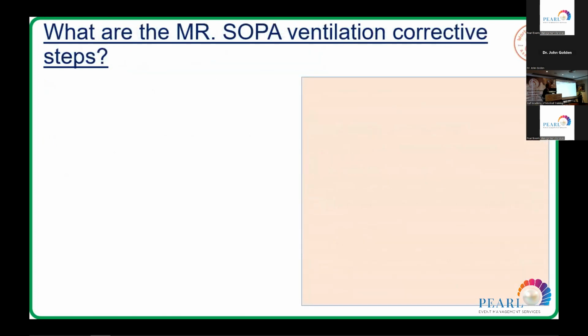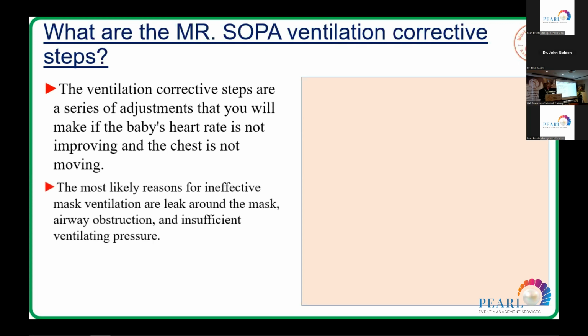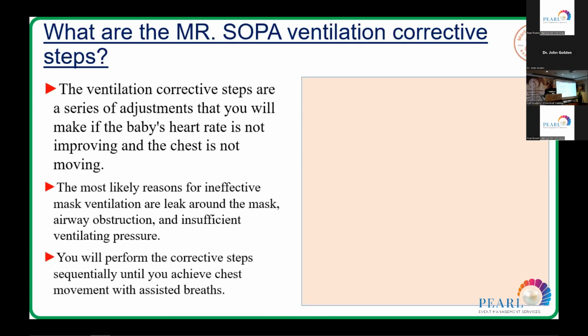Here we talk about the MR. SOPA ventilation corrective steps. This is a mnemonic. The ventilation corrective steps are a series of adjustments that you will make if the baby's heart rate is not improving and the chest is not moving. The most likely reasons for ineffective mask ventilation are leak around the mask, airway obstruction, and insufficient ventilation pressure. You will perform the corrective steps sequentially until you achieve chest movement with assisted breaths.